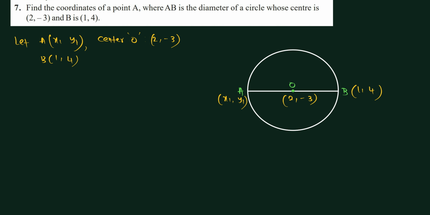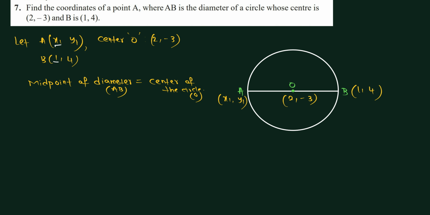Okay, so midpoint of diameter is center of the circle, that is O. In the circle, midpoint of diameter is equal to center of the circle. Center of the circle is O. Midpoint of diameter, so diameter AB. So you apply the midpoint formula for AB. So what is the midpoint formula?